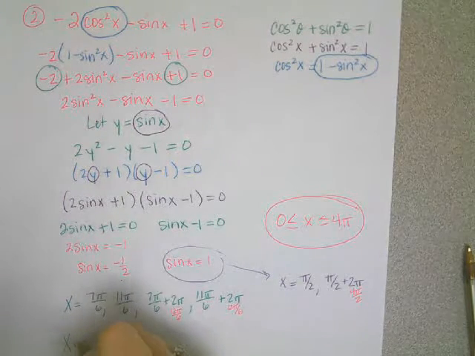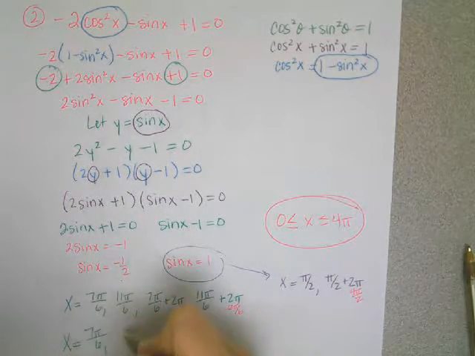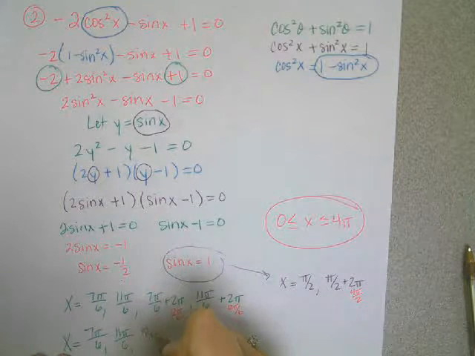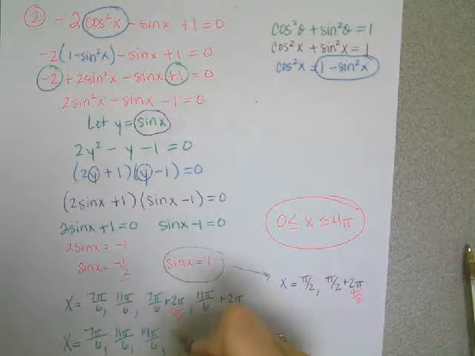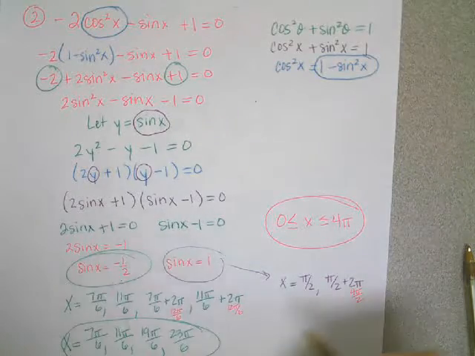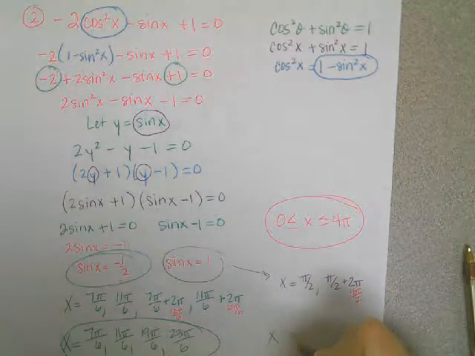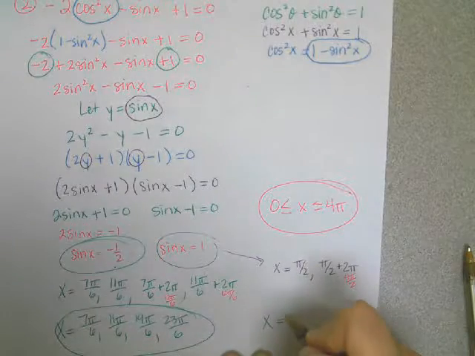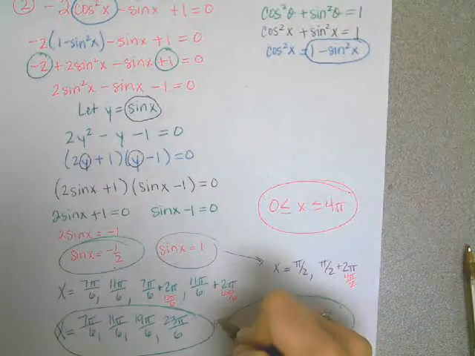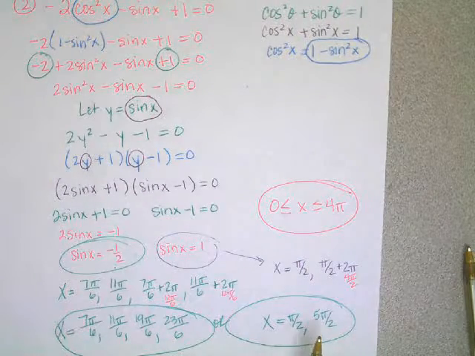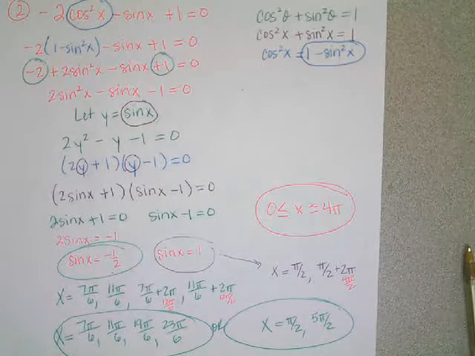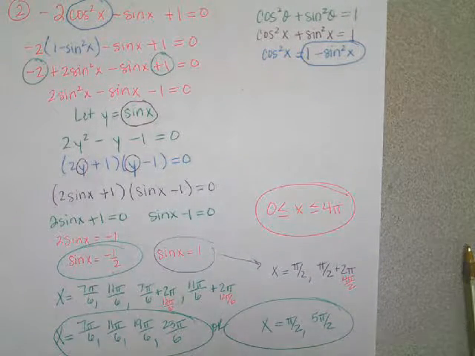So my answers are 7 pi over 6, 11 pi over 6, 19 pi over 6, 23 pi over 6. Those 4 for the 1/2. And then x equals pi over 2 and 5 pi over 2. I've got all of these answers. So technically there are 6 answers that solve this equation up here at the very beginning. Don't stress, we can work together when I get back.